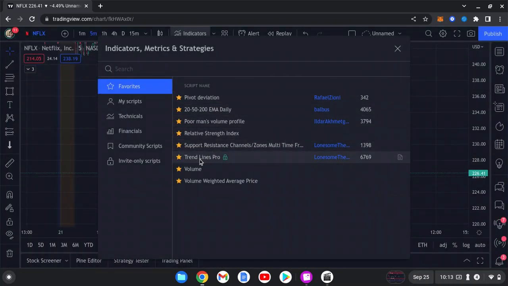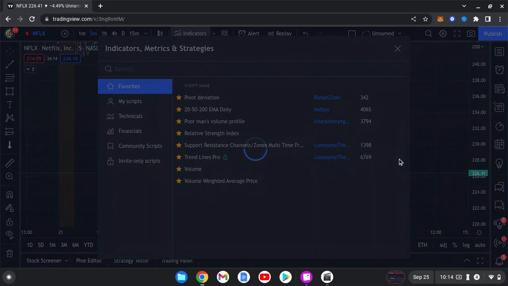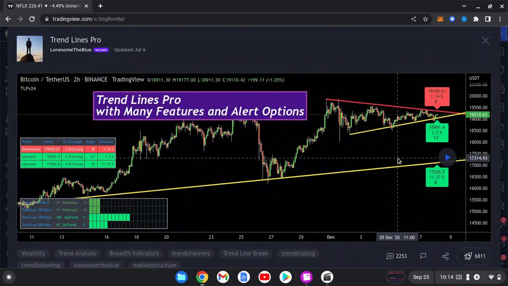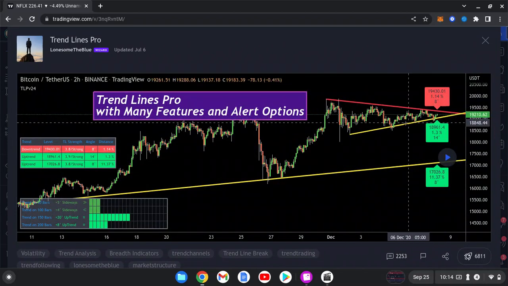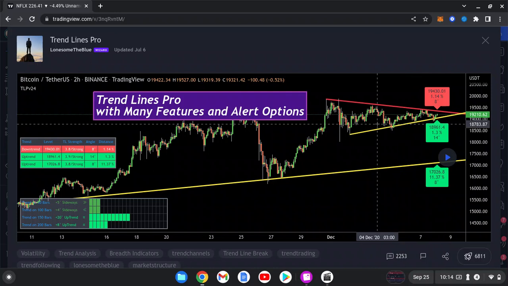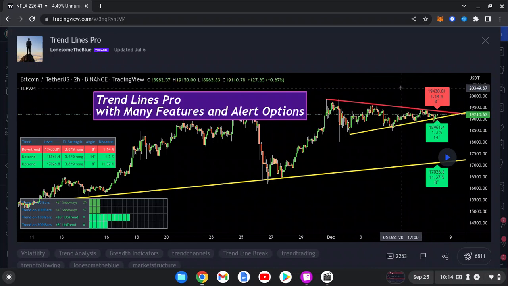And then I also like to use Trend Lines Pro. It's by the same creator. This is for our trend lines. This costs a little bit of money though, I think about $80 or $100. And this helps us find our trend lines on any time frame, and it works with live trading.